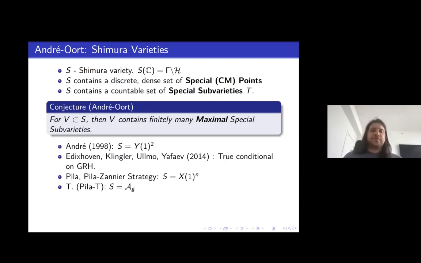So to summarize them, there's more than this, but this is my selection of the highlights. Sorry if I left anyone out, but I think the first big progress on it was due to Andre, who did the case of Y1 squared. And then, based on an idea of Edixhoven over many years, work by Klingler, Ullmo, and Yafaev established the conjecture conditionally on the Riemann hypothesis.